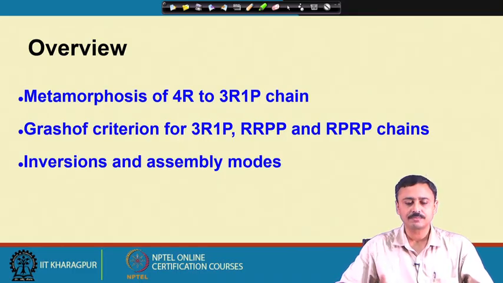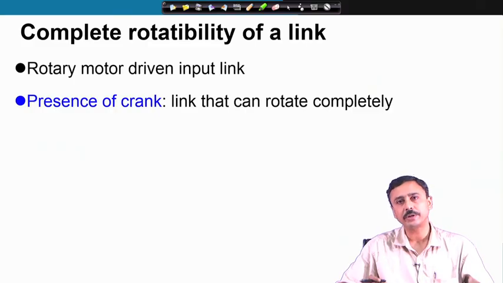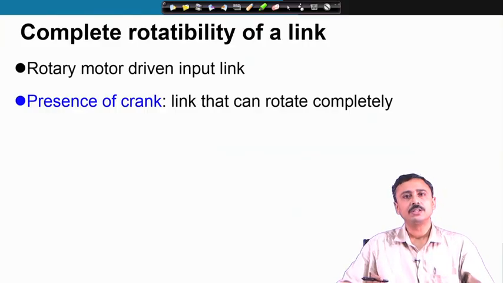Then I will discuss the 3R1P chain, RRPP chain and RPRP chains. I will also discuss inversions and assembly modes. Just to recapitulate, a link that can rotate completely is known as a crank, and in a large number of applications there is a rotary motor which drives the mechanism continuously. So, therefore, we require a crank in such kinematic chains or in such mechanisms.